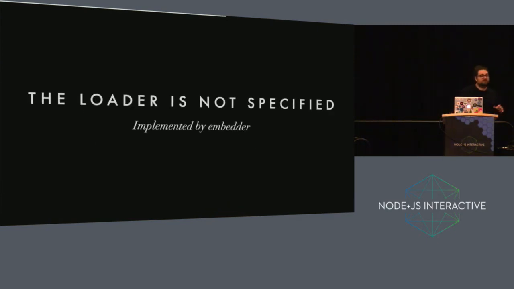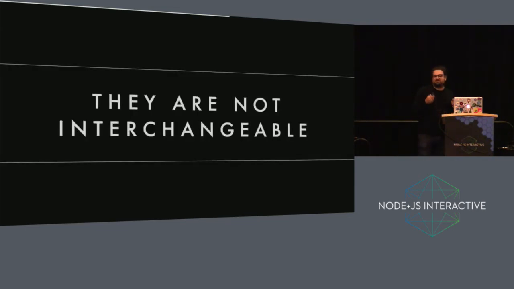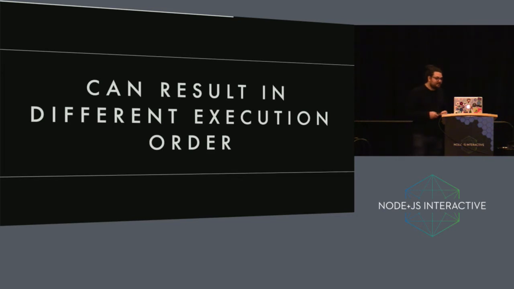The loader, though, is not specified. And this is where things start to get really interesting. The loader is left to be implemented by the embedder. So Chrome implements its own loader. Node implements its own loader. And the underlying mechanism of how that loader is implemented is left to us. But we do want to make code that can run in both environments. So this is where things start to get difficult because they're not interchangeable. We can't just take all the semantics of CommonJS and apply them to ESM. And it can result in different execution order, as I was saying before. So this gets really frustrating.